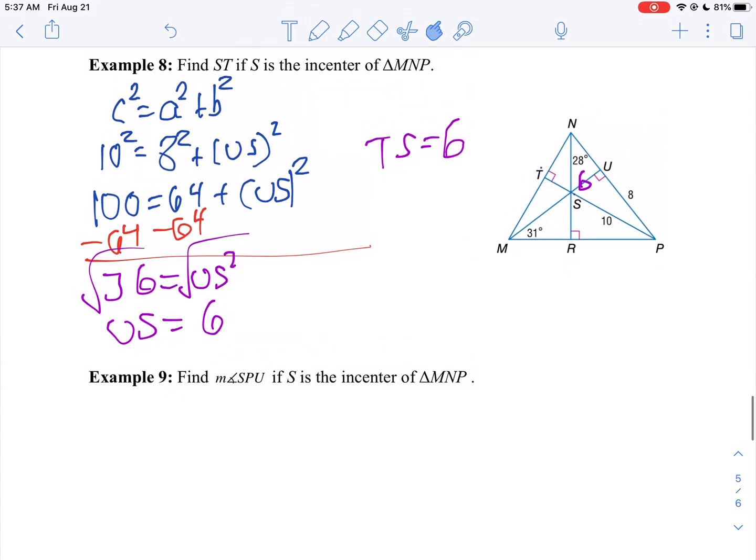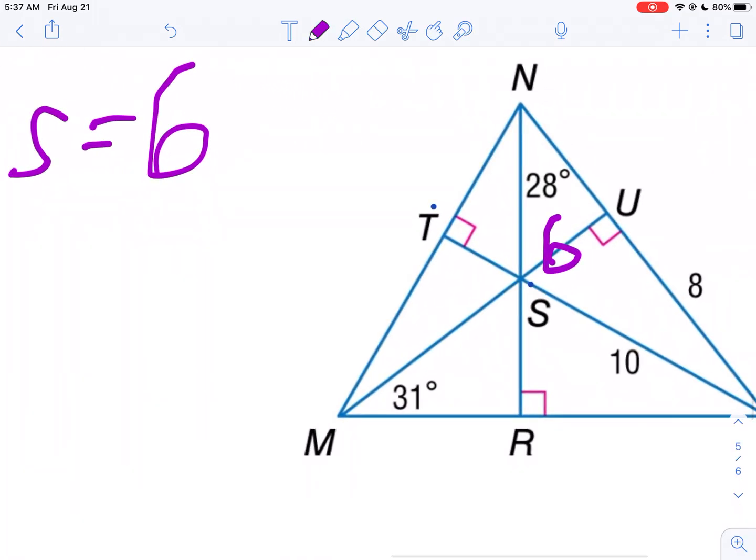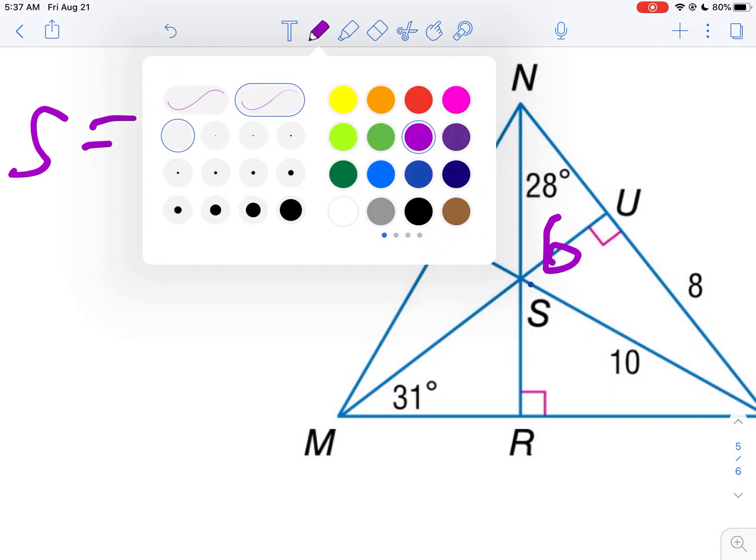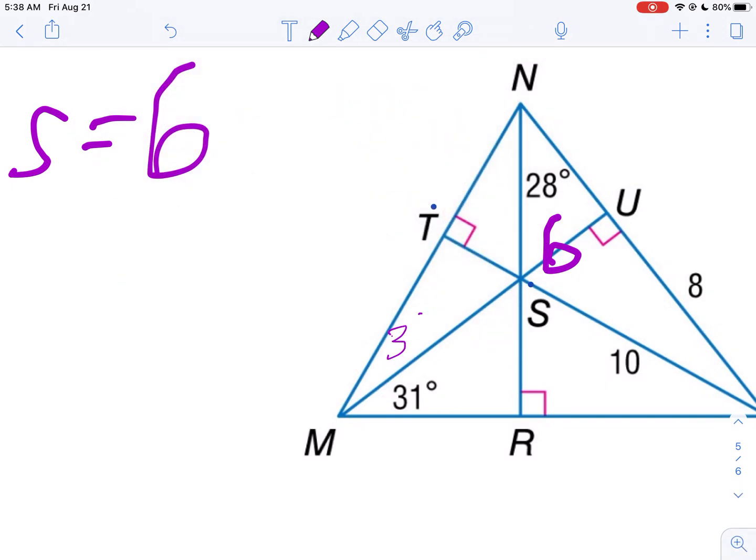Take a look at example 9 here. We want to find the measure of angle SPU if S is the incenter. Well, since it's the incenter, that tells us that each of these are angle bisectors. So if angle UMR is 31 degrees, that means angle NMS is also 31 degrees. I'm going to blow this up so we can look at it a little bit closer. Which makes angle M 62 degrees.